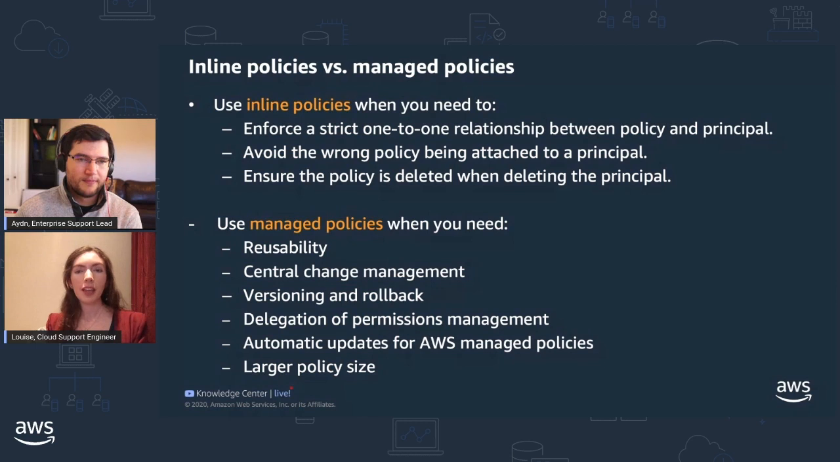With AWS managed policies, which I mentioned previously, if any policy needs to be updated, or if there's any new service or API introduced, Amazon takes care of all of that and updates the policies on your behalf, so there's no work required of you. There's also a larger policy size. Managed policies have a limit of 6,000 characters, whereas inline policies are limited to 2,048 characters. So if you ever hit the limit with inline policies, we suggest switching to managed policies instead. That would be another reason, besides the one-to-one relationship.